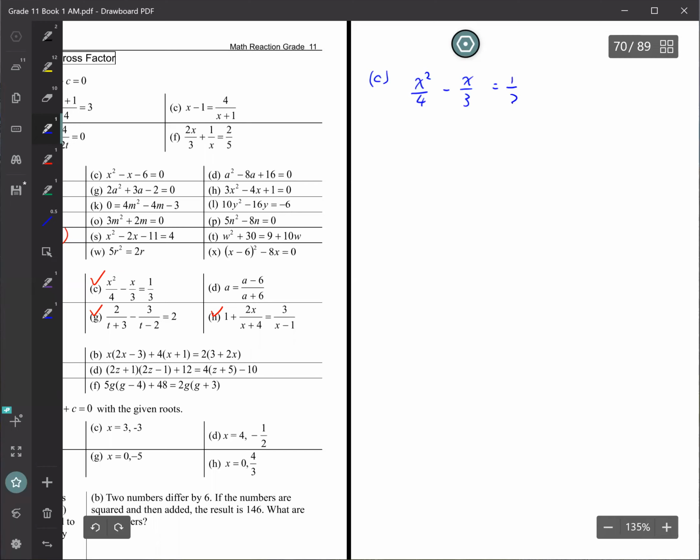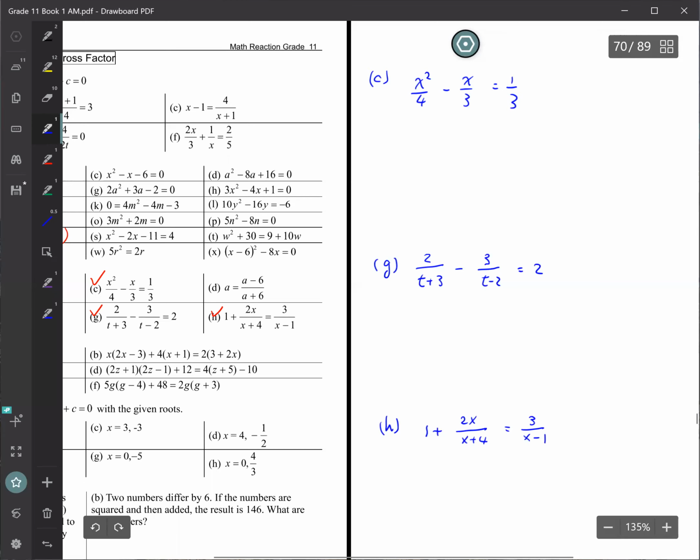So multiply each one of them by a common denominator. And then you can show me what it looks like when the denominators are gone, okay? Once you get this part correct, the rest is pretty easy.